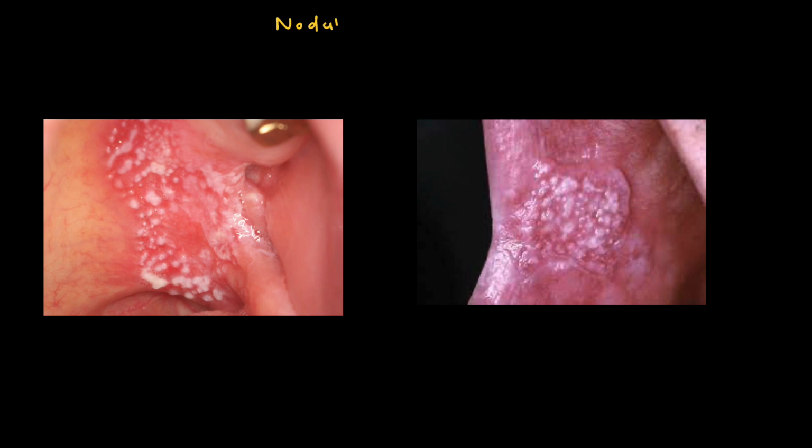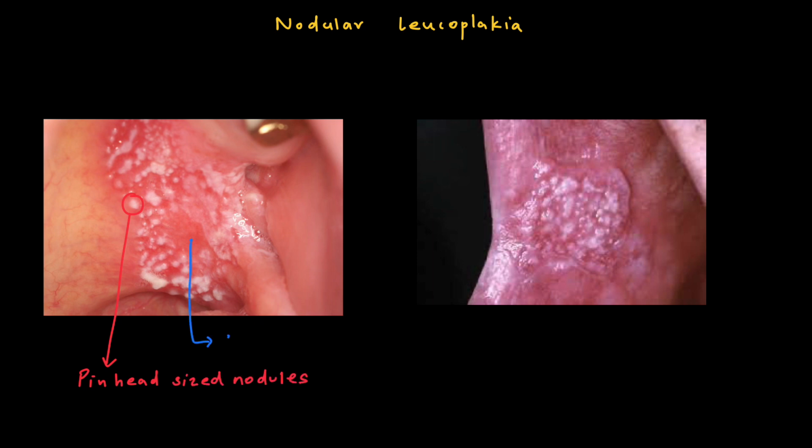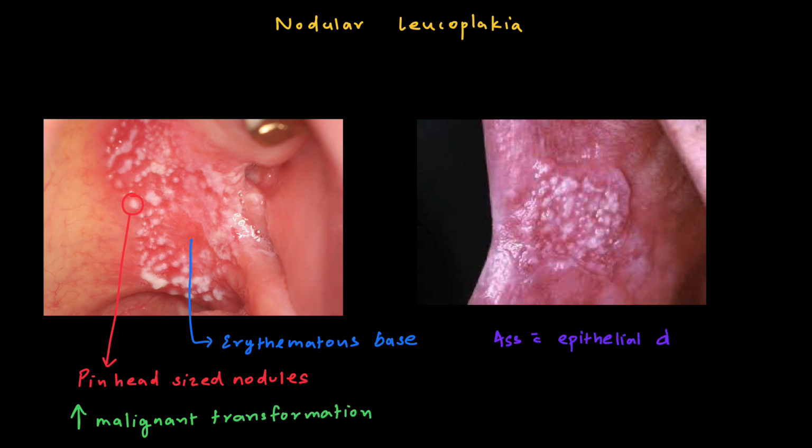Lastly, we take a look at nodular leukoplakia. Try to note the pinhead-sized white nodules which are scattered on an erythematous base. These have greater risks of malignant transformation when compared to the homogeneous type. It is often associated with epithelial dysplasia or carcinoma and requires detailed microscopic assessment and regular follow-up.